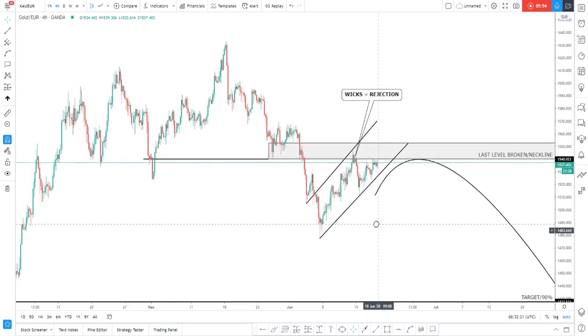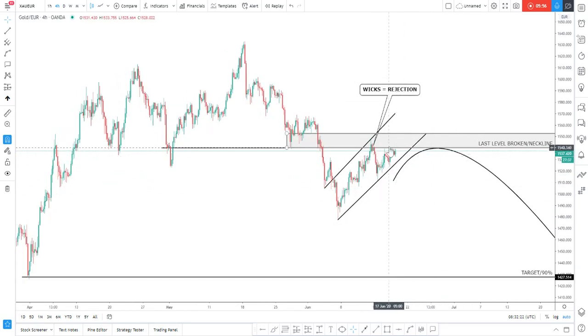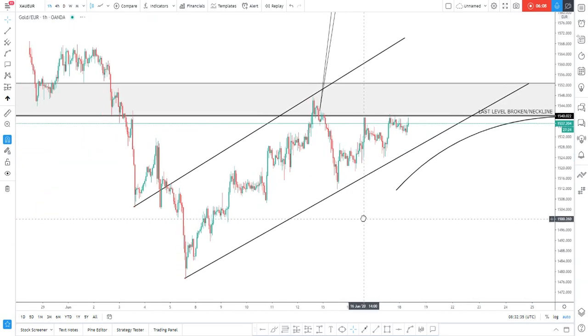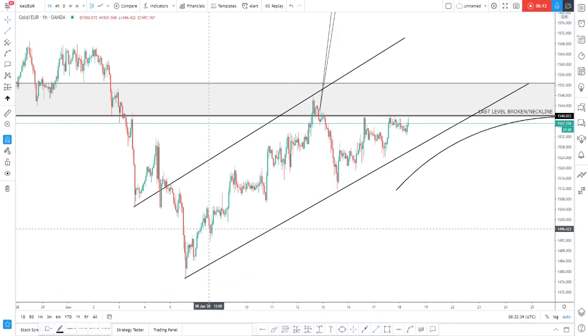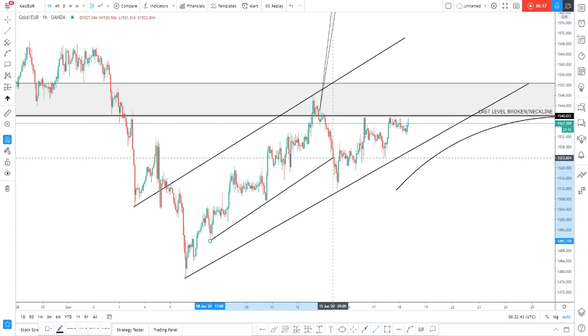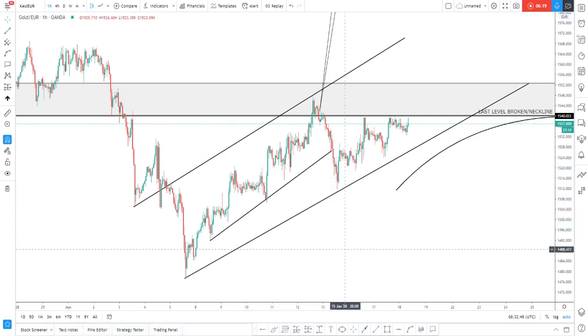Okay, with that known, and also looking closely, this is a channel within a channel. Yes, there is a channel in this channel. So I would like to mark that out on the last time frame, which is the 1 hour time frame, the time frame I always check. So looking at this closely, we can see a channel, yes, within this channel.